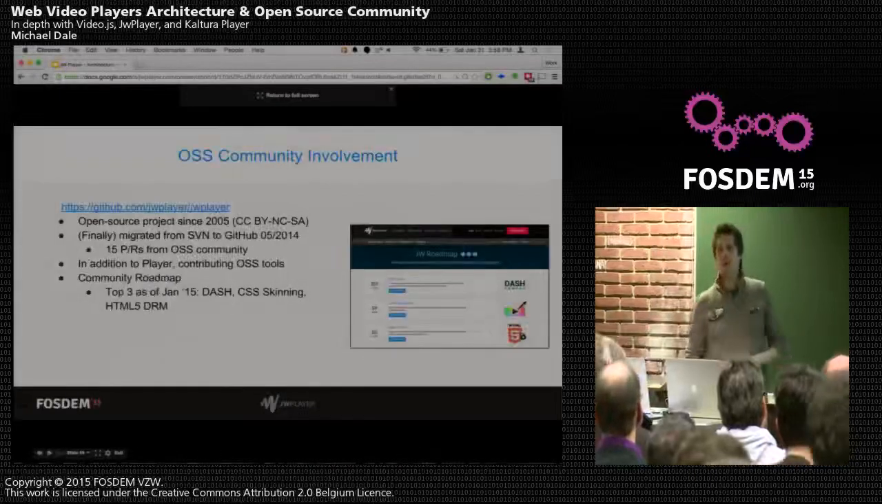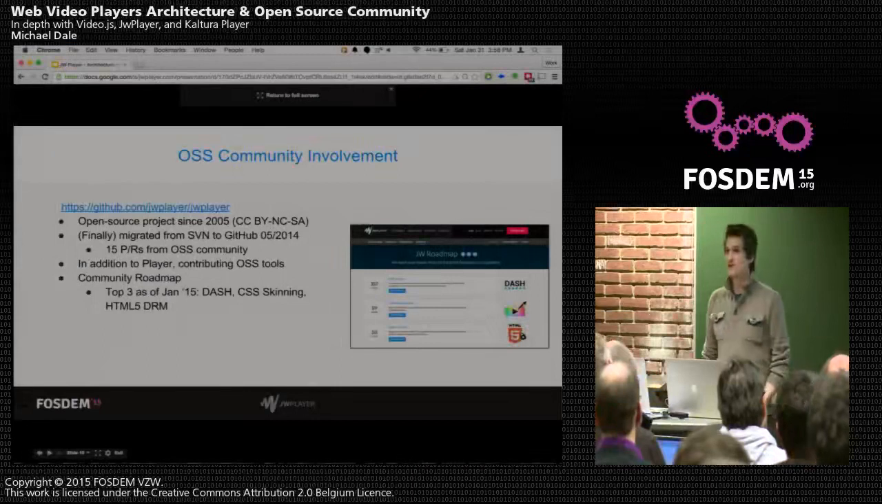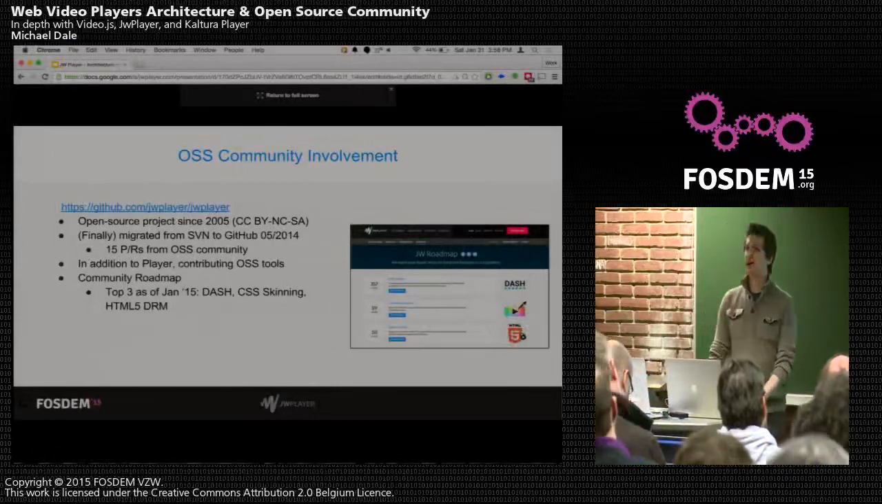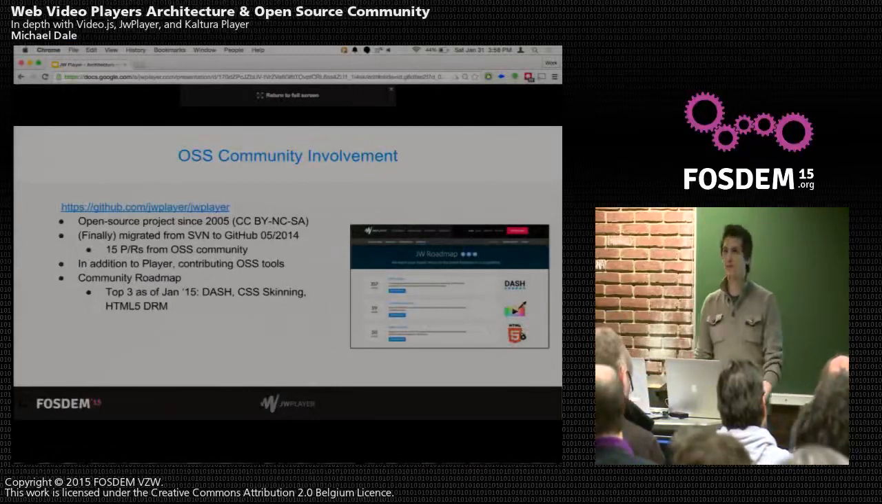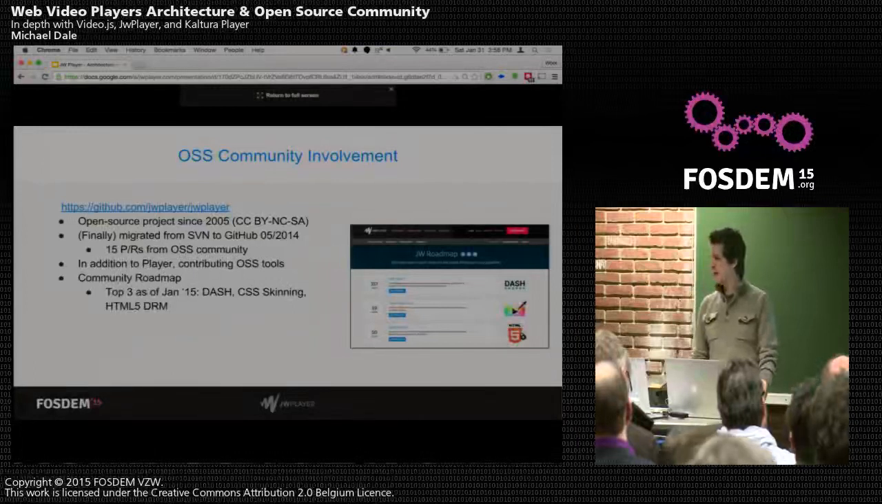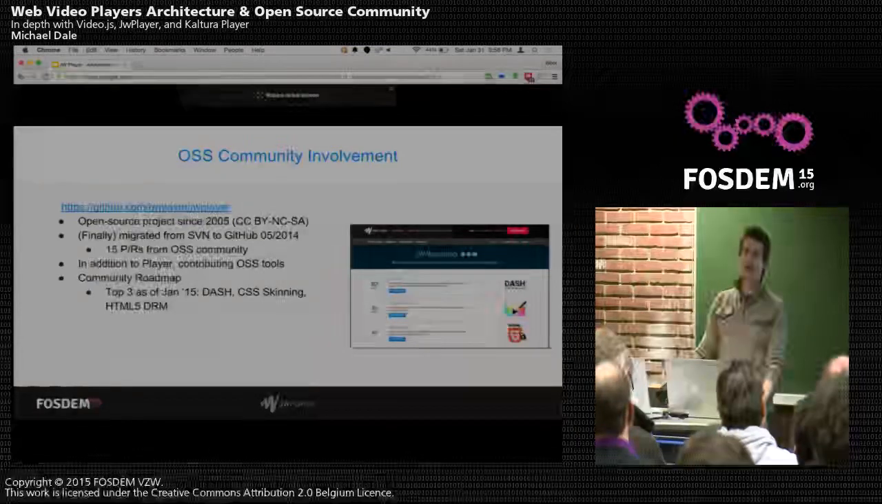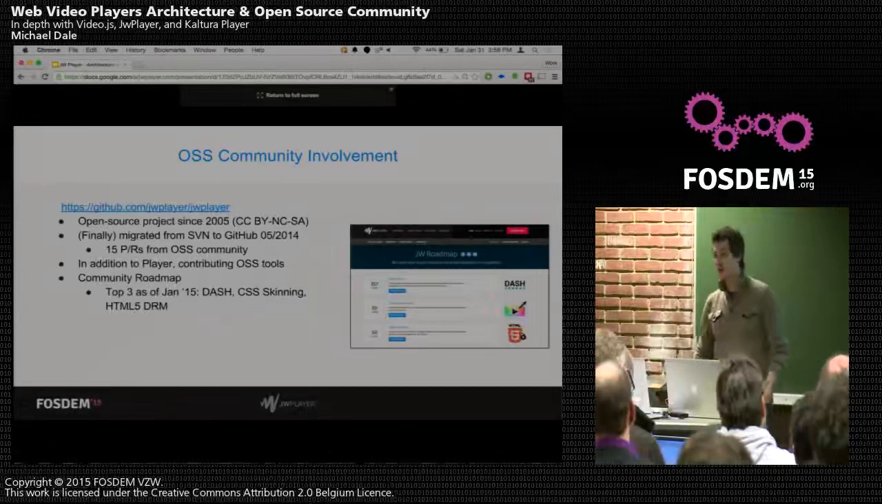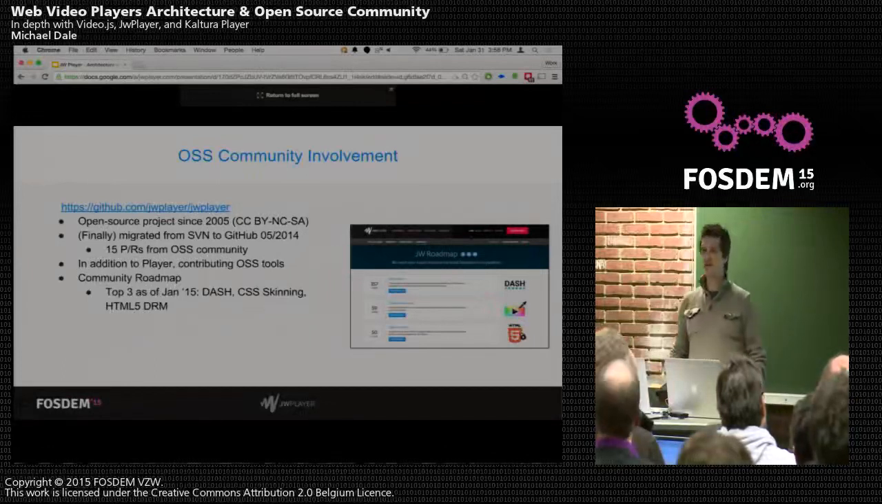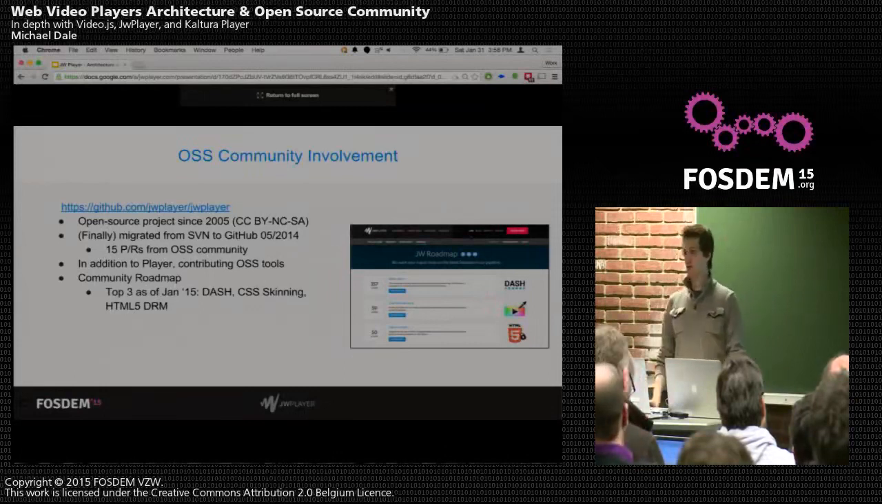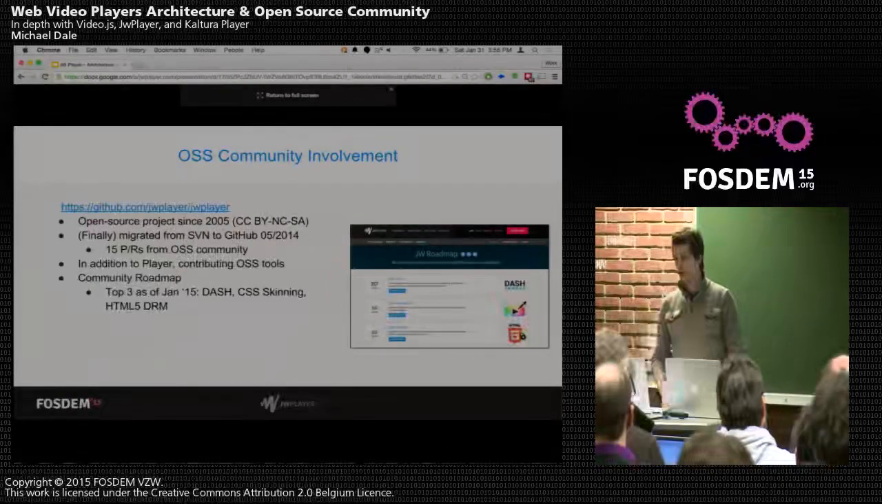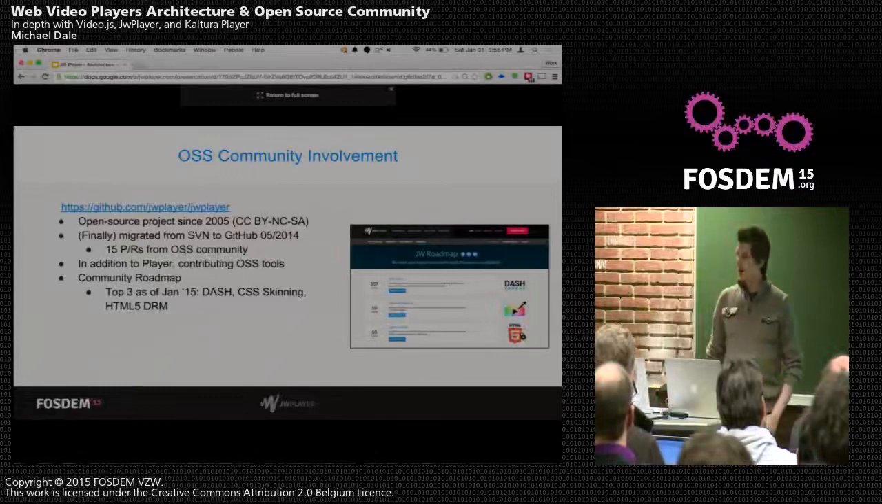JW Player has been an open source video player since its inception, since back in 2005. We recently migrated from a pretty cobweb-infested Subversion repository over to a shiny new GitHub repository. We've seen a significant uptick in open source contributions, probably just due to the ease with which Git allows you to submit pull requests and review them and have a conversation, all in one place. It's really nice.